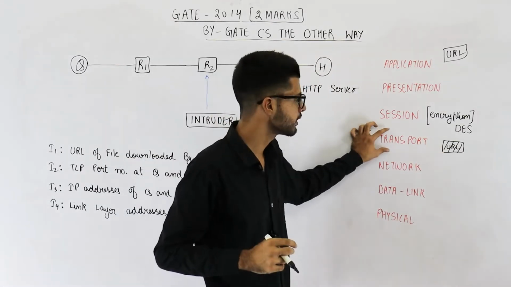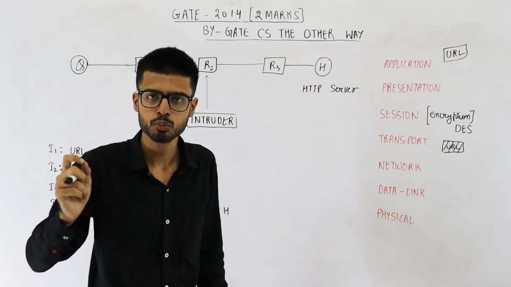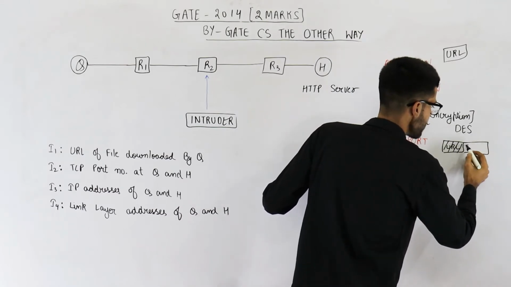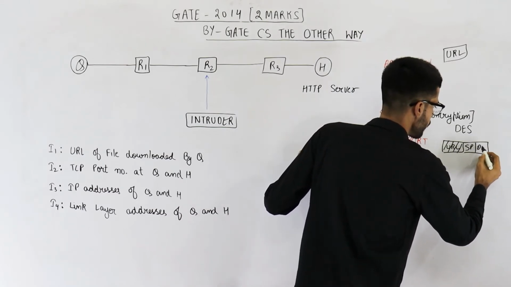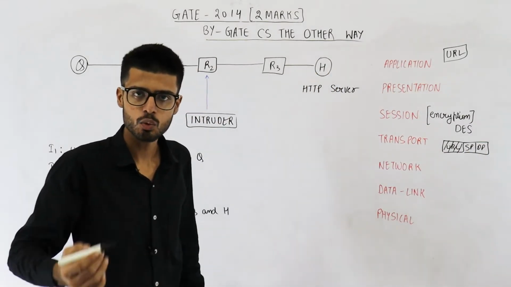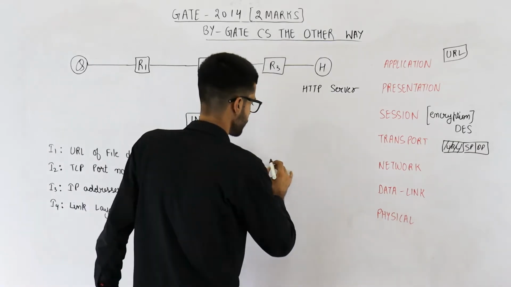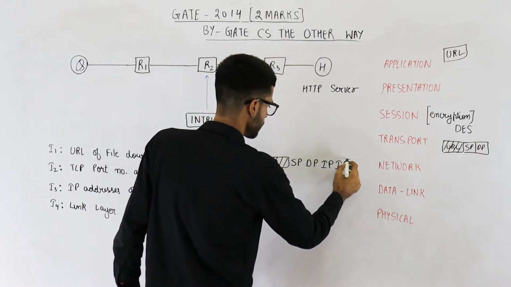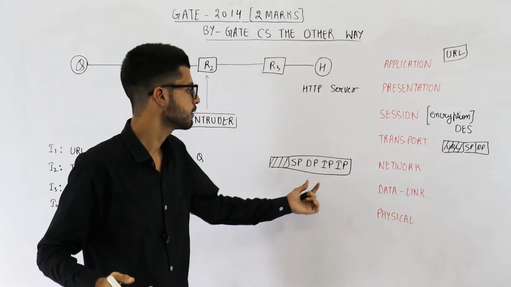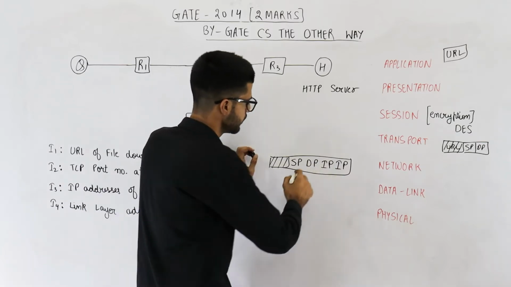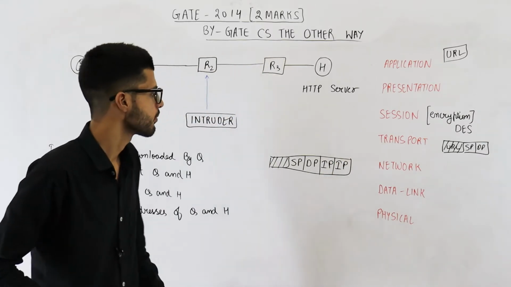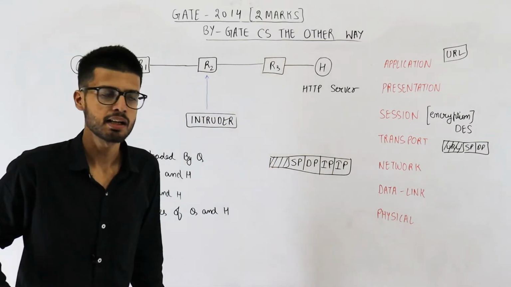Anyways, transport layer will add 2 important things, that is source port number and destination port number. So SP for source port and DP for destination port will be added and it will be given to network layer. Network layer will add the IP addresses, like this. Now in the header a lot of other things will be there, but I am just showing you these: source port, destination port, source IP address and destination IP address. Then this message will be given to data link layer.